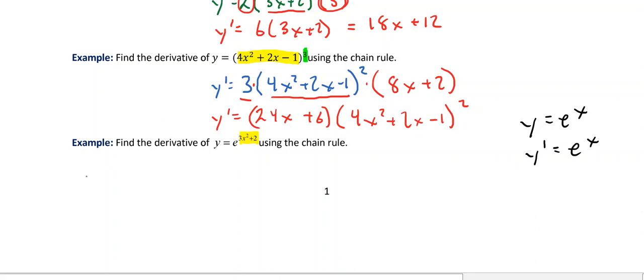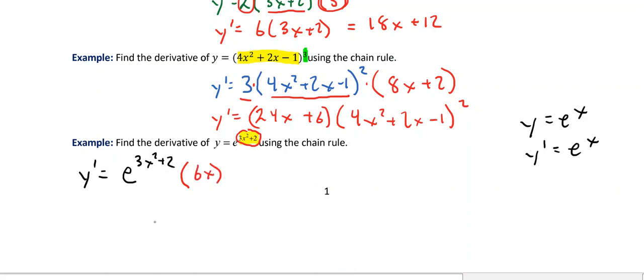So we have y prime is equal to itself. So it's times e to the 3x squared plus 2. Just like the derivative of e to the x is e to the x, the derivative of e to the 3x squared plus 2 is e to 3x squared plus 2. But now we have to apply the chain rule. We now tack on at the end the derivative of the inside function, 3x squared plus 2. Okay, we have to take the derivative of that, which is 6x.